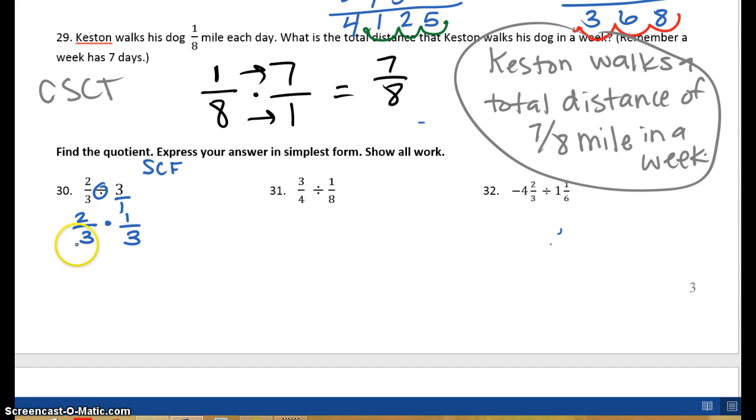First I'm going to check my diagonals. I have nothing I can cancel. So I multiply across. I end up getting 2/9 is my final answer.